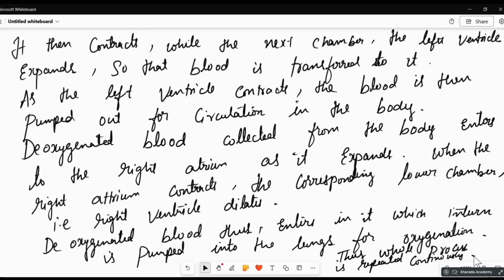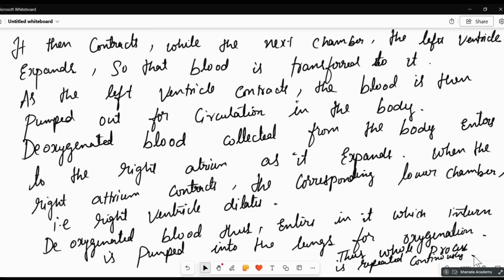Oxygenated blood has high pressure, so arteries have thick walls. Whereas veins carry deoxygenated blood, the pressure of the blood will be less, so they have thin walls. Okay, this is how it works.